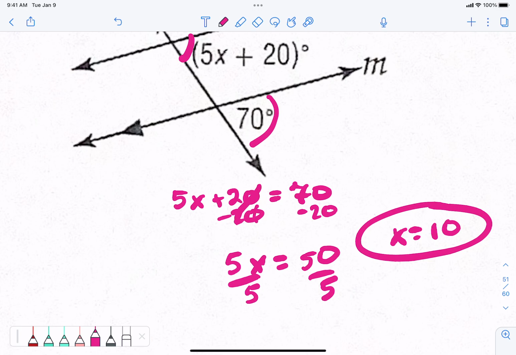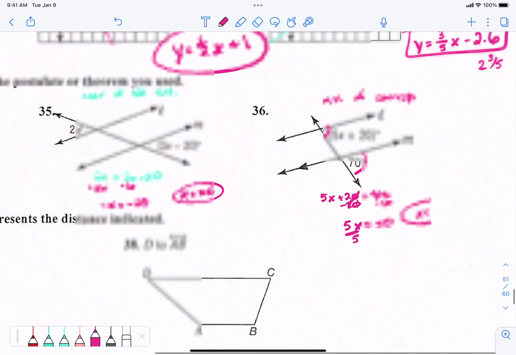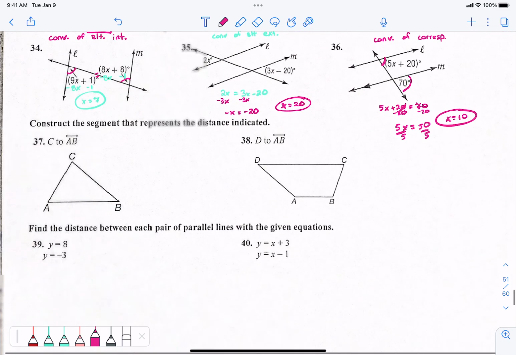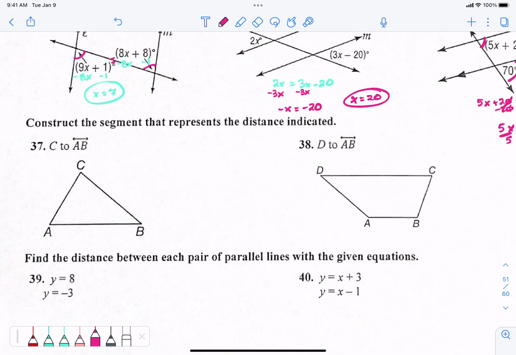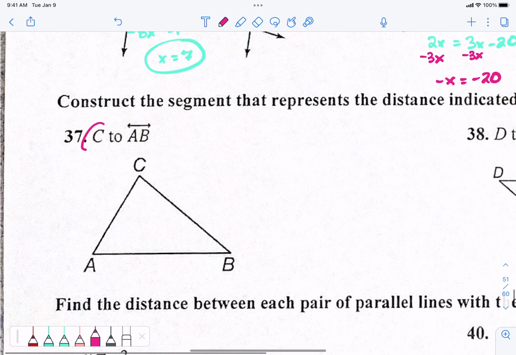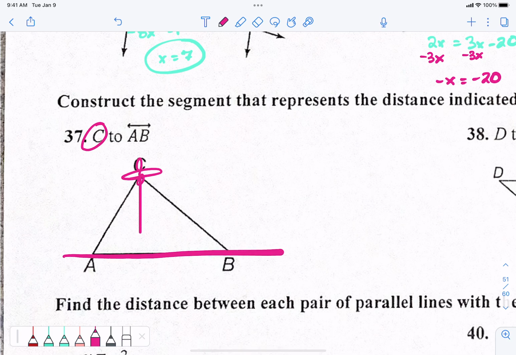Perfect. Yep. And the rest of the problems are kind of nice. The next of the problems are kind of weird. Like that one's just you need a piece of paper. So the final ones are construct a segment that represents the distance indicated. So C to AB. C is like my airplane, and AB is my ground level. You're just going straight down, making a perpendicular. Yeah, these ones are not bad.